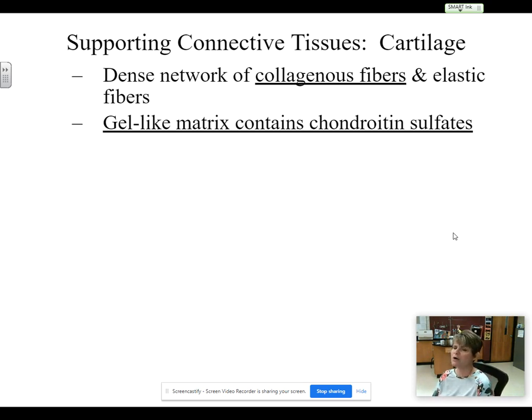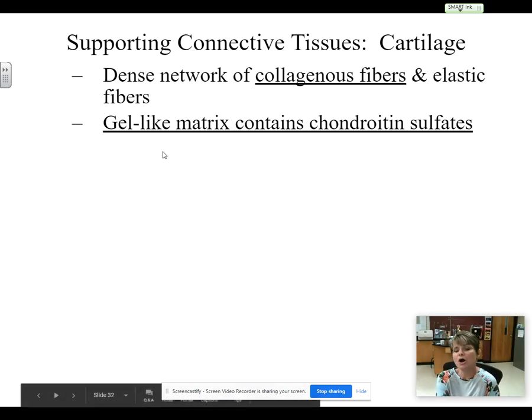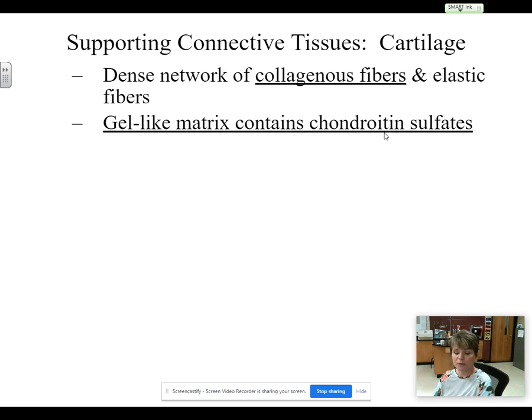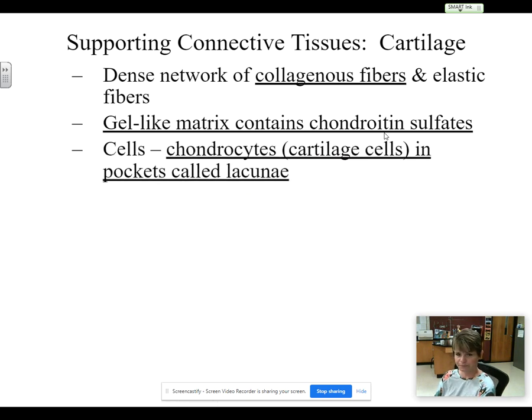So we will see that both cartilage and bone have collagen fibers. Bone does not have elastic fibers, but cartilage, some types of cartilage do. They both have a firm matrix. The bone matrix is going to be more solid, whereas the cartilage matrix is more gel-like. The reason why the cartilage matrix is more gel-like is because it has chemicals in it known as chondroitin sulfates. Now we will see that the bone matrix is hard because it has different chemicals in it.